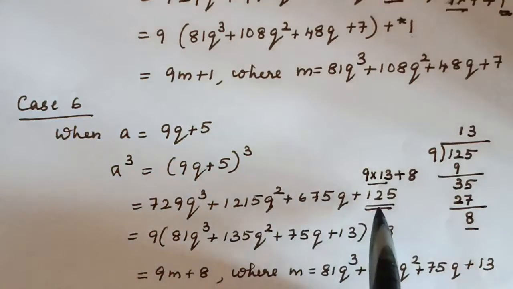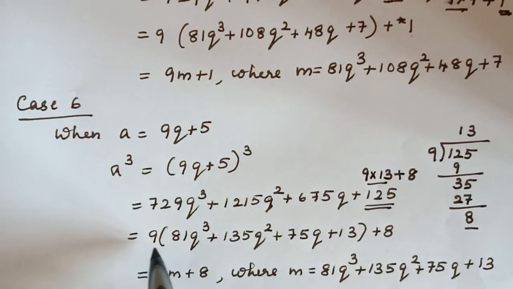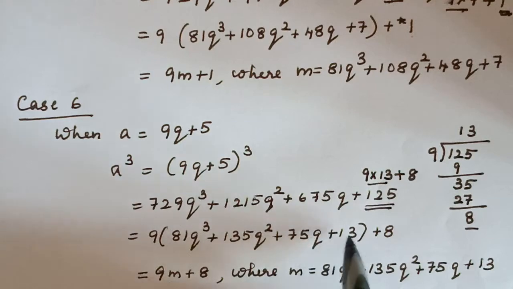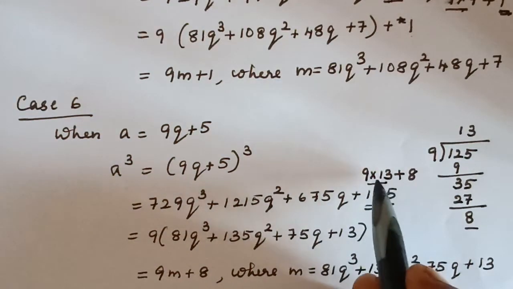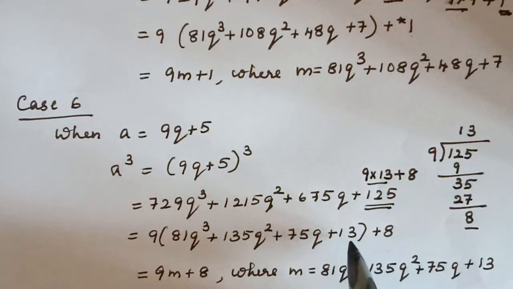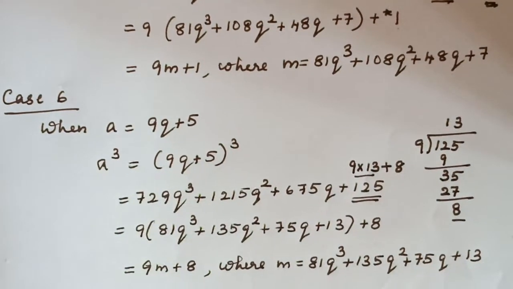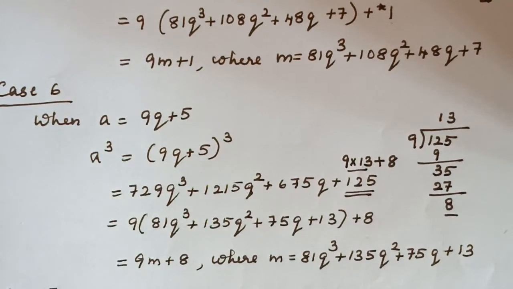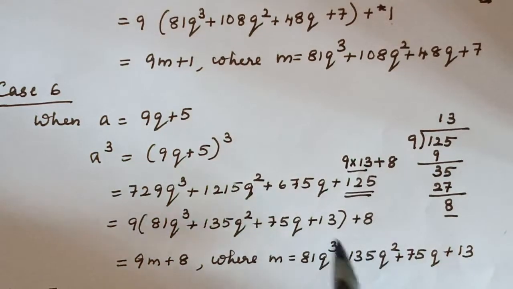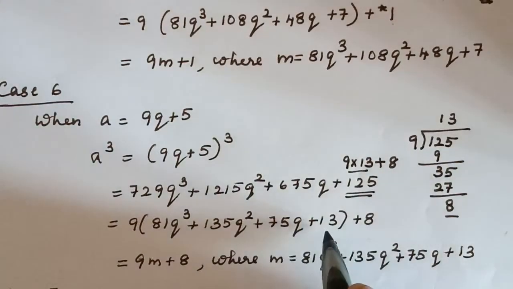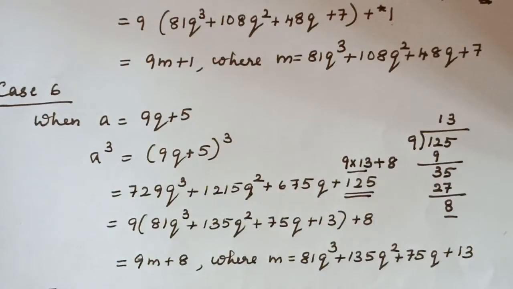Now we can take 9 common from all these 4 terms. So 9 into (81q cube plus 135q squared plus 75q plus 13). When you take 9 outside, what will be there? 13 plus 8. Now we can write it as 9m plus 8, where m is equal to 81q cube plus 135q squared plus 75q plus 13. Whatever is inside the bracket, we are taking it as m.